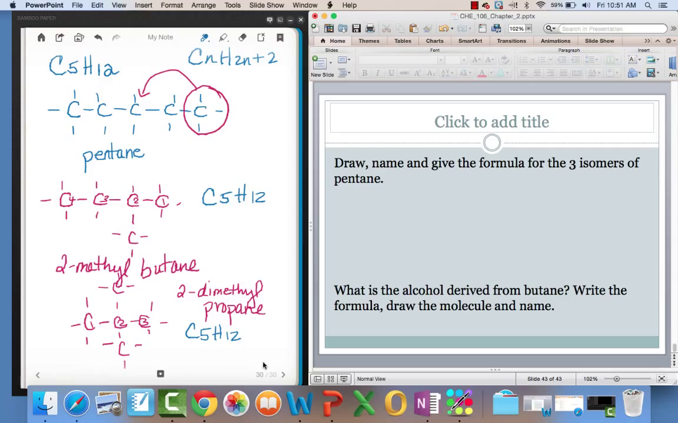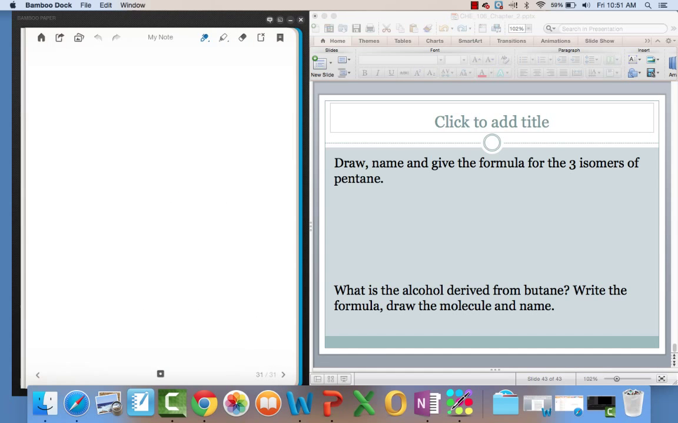So the last question is, what is the alcohol derived from butane? Write the formula, draw the molecule, and name it. So let's just throw butane up here really quick so you can see it. We did it before. So we have C4H10. If I want to make this an alcohol, I need to add an OH group. So I'm going to take off the last H, replace it with OH.